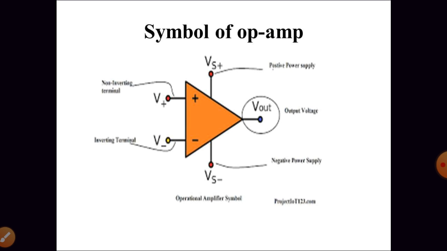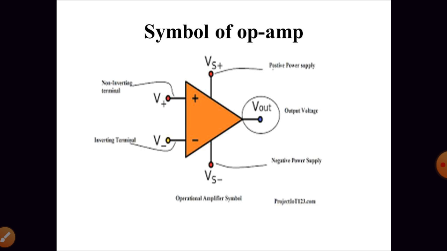Before starting the open loop configuration, first we go through the symbol of op-amp. Already we studied the symbol of the op-amp and the pinout structure of IC 741. See here, there are two input terminals, non-inverting terminal and inverting terminal, and one output, and positive power supply and negative power supply. Positive power supply is called plus VCC and negative power supply is called minus VEE. It is the symbol of the op-amp.